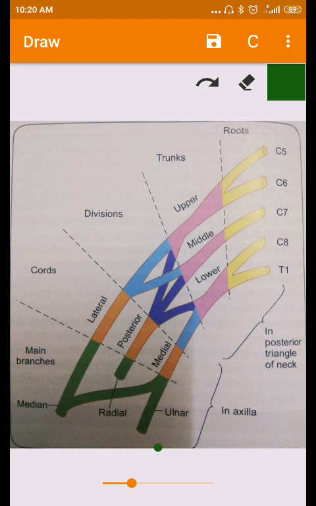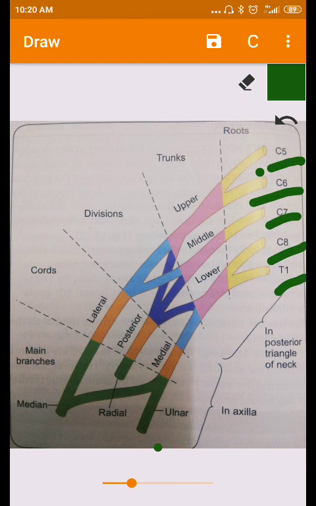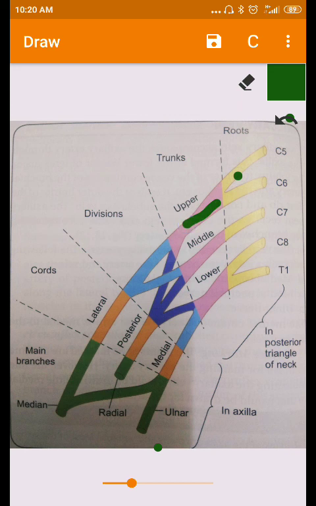So what are the roots? C5, C6, C7, C8, and T1. All these are the ventral rami. The next stage is the trunk stage. How are these trunks formed? The ventral rami of C5 and C6 form the upper trunk. C7 alone forms the middle trunk. C8 and T1 unite to form the lower trunk. This is the second stage where the trunks are formed.